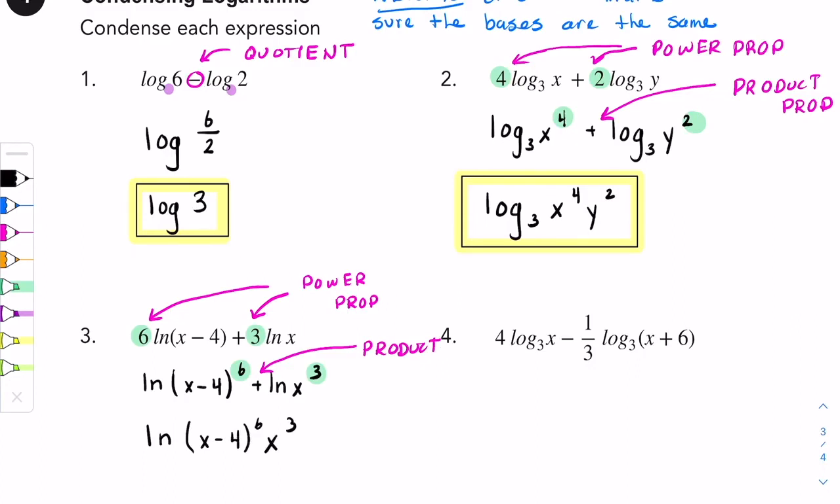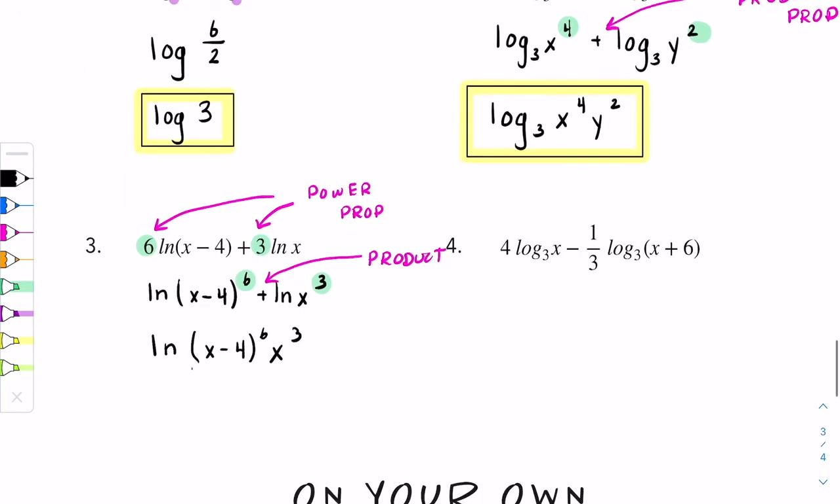I would probably like to reverse these right here, just because I think it would look a little bit better if we wrote it as ln of x cubed times x minus 4 to the power of 6. But either way, it is the same answer.